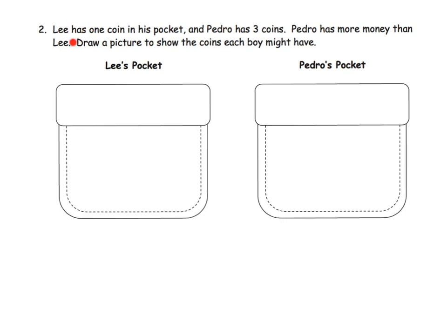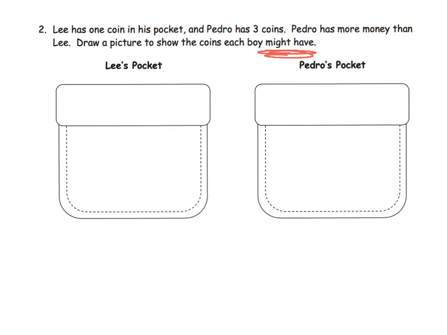Here, Lee has one coin in his pocket. We don't know what the coin is. It doesn't say. And then Pedro has three coins. Pedro has more money than Lee. Draw a picture to show the coins each boy might have. What's beautiful about this, parents and teachers, is there's a ton of different answers that will work. We want our students to embrace that problem solving, that uncertainty, that idea that there could be more than just one right answer. So I'm going to give you an example. Let your kids play. In fact, you might even want to let them compare their answers with one another and create a big list of a variety of different answers that are possible.